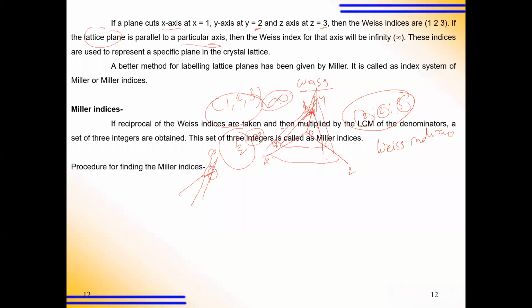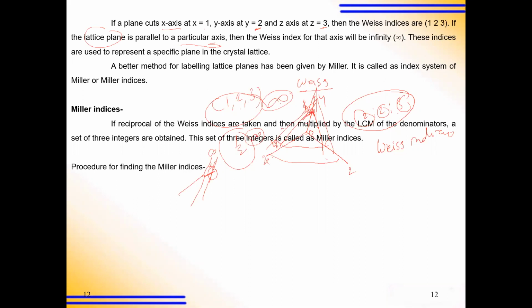If the reciprocals of the Weiss indices are taken and then multiplied by the LCM of the denominators, this denominator figure जी काही कमी असेल त्याने जर त्याला मल्टिप्लाय केलंय and a set of 3 integers are obtained, जो whole numbers आपल्याला मिळतोय, that 3 sets of integers, it is called as the Miller indices. त्याला आपण Miller indices म्हणतो.